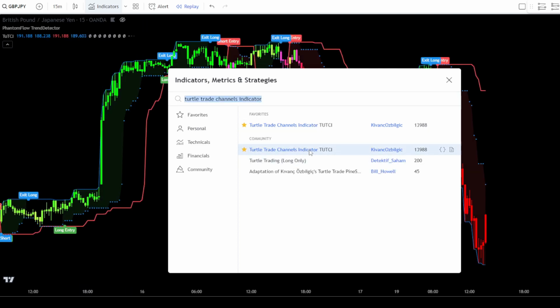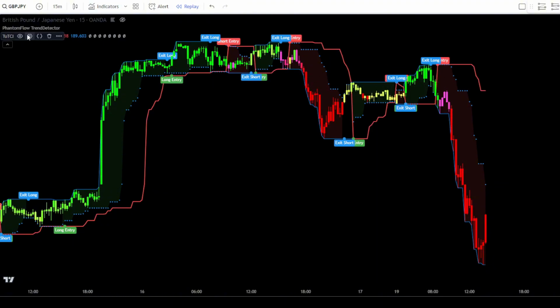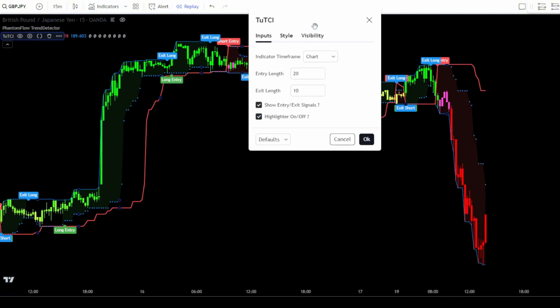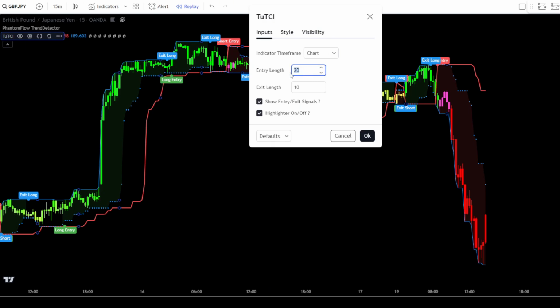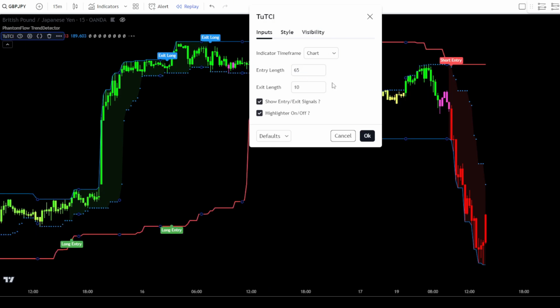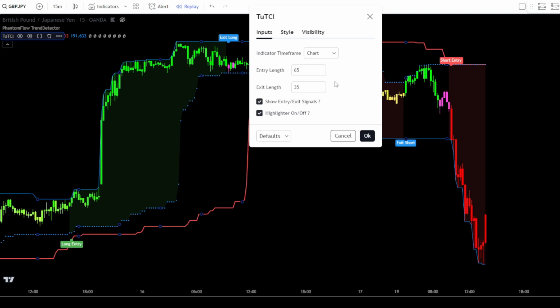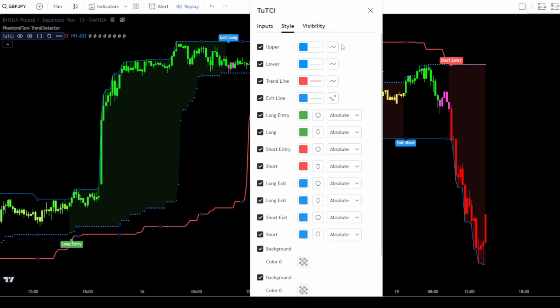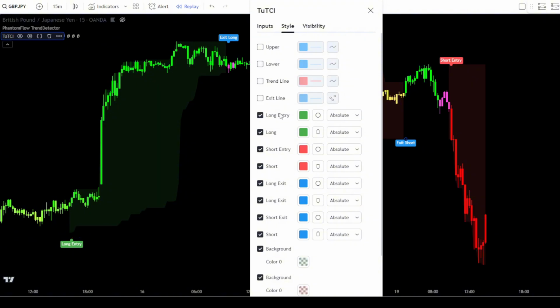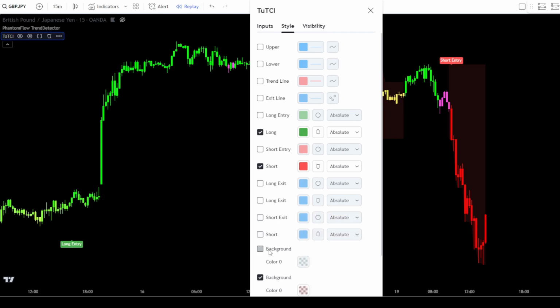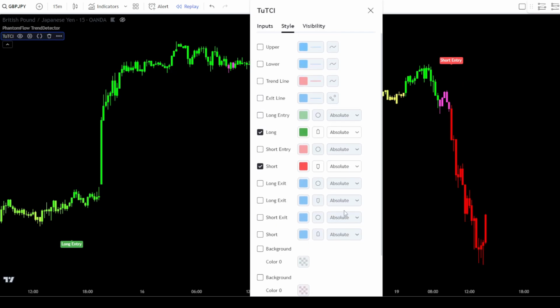Next, make a few adjustments to the Turtle Trade Channels indicator. Go to the Input tab and change the entry length to 65. Then, set the exit length to 35. After that, go to the Style tab. In the Style tab, uncheck all the markers except for the long and short ones. Once done, simply click OK to save the changes.